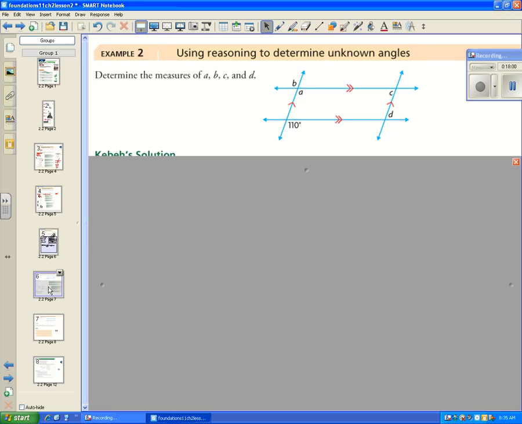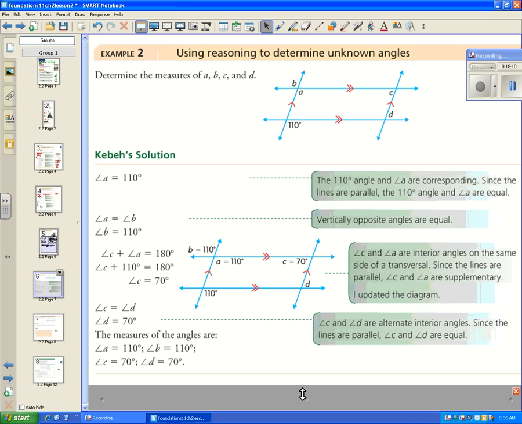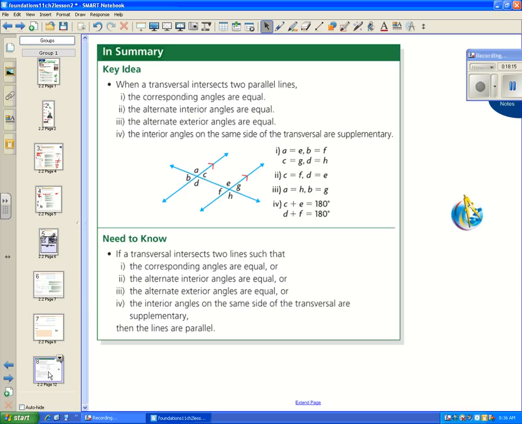Okay, I want you to read through example 2 in your book using reasoning to determine unknown angles. So press pause, read through this. This is a really good example, just like questions you're going to do in your text. Once that's done, what needs to go in your notes is you need to summarize this information here. Now that we have proven all of these things, they can be used in any proof that you are going to do. So you can use that alternate interior angles are equal. You can use that in any proof that you're going to do.